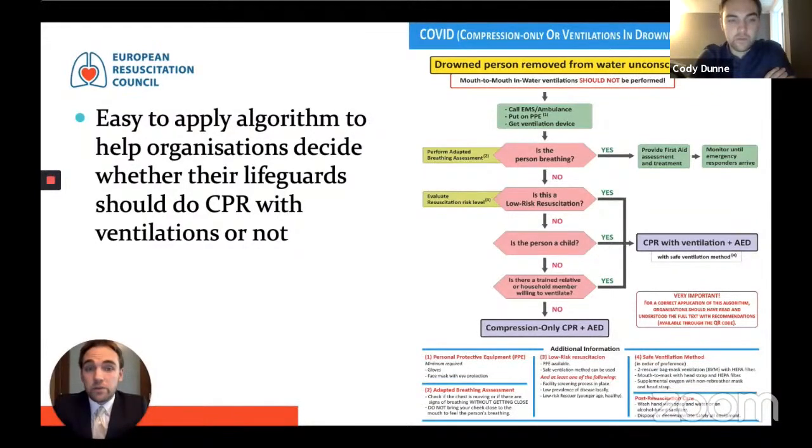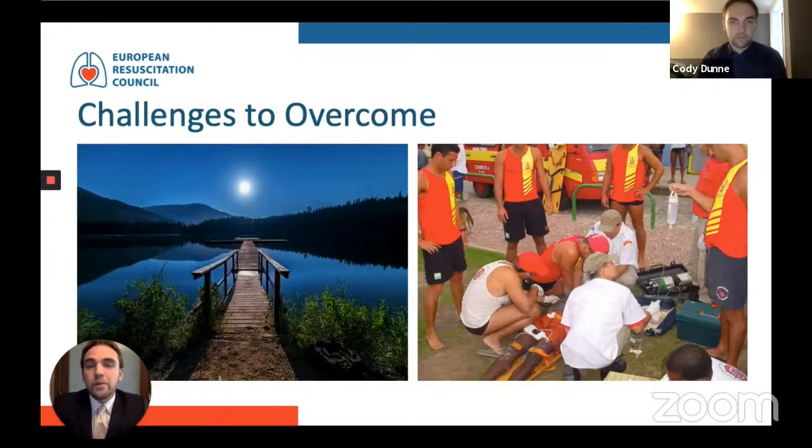Based on local prevalence data, was this a low-risk rescue? Was the injured person a child? Or was there a close contact or household member trained and willing to provide ventilations during the rescue? But there were challenges to overcome. Our lifeguards practice in a wide number of settings, from large teams with pre-hospital or EMS level of equipment to single rescuers with practically no backup and no equipment to provide the care they need.